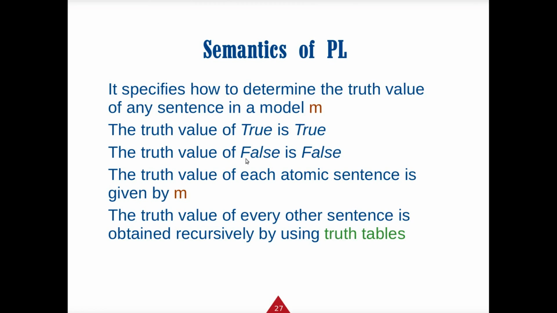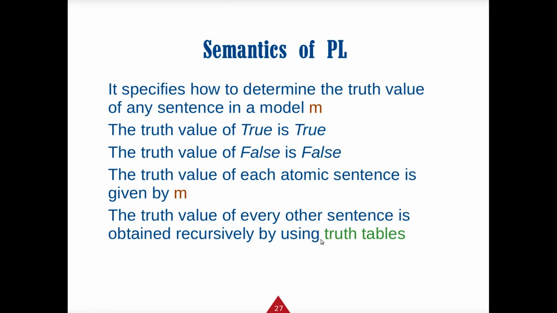What this means is, obviously, if something is true in a model, it's always going to be true. You really can't negate it. The truth value of each atomic sentence is given by M. The truth value of every other sentence is obtained recursively by using truth tables.